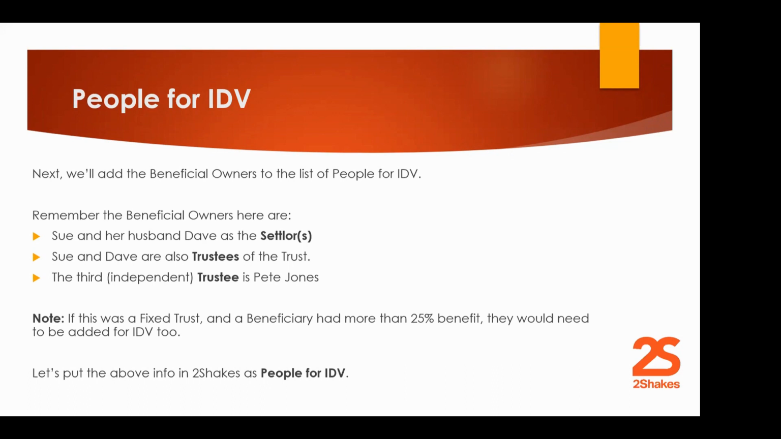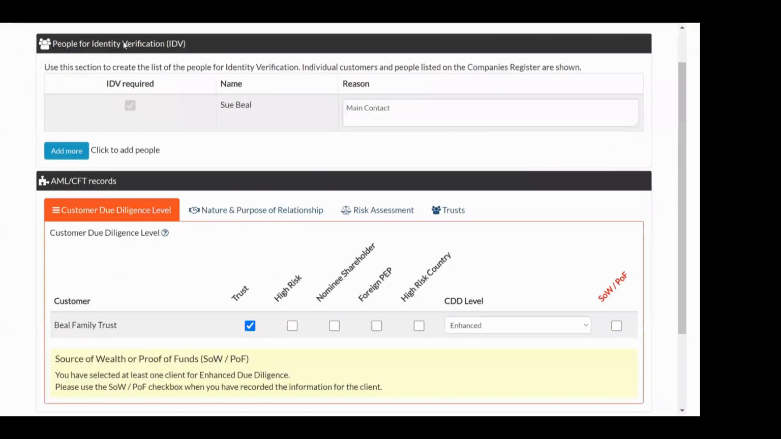It's a discretionary trust, so none of the beneficiaries need to be added for ID. Again, if it was a fixed trust and any of them had more than 25%, we would need to add them as well. And I'll show you how to do that in the people for IDV section of 2Shakes. So here you're just saying, who do we need to ID verify?